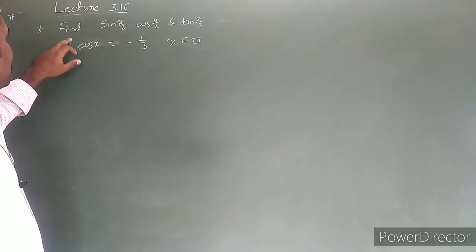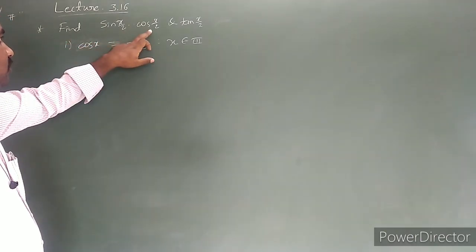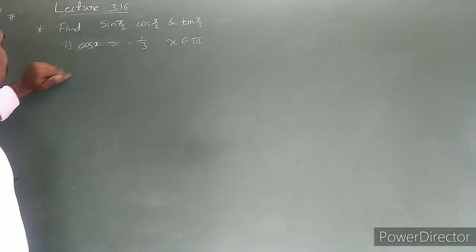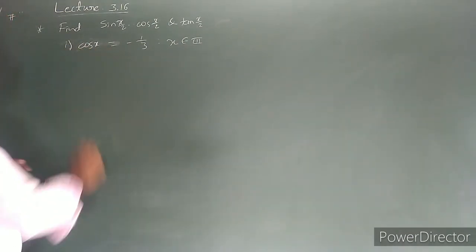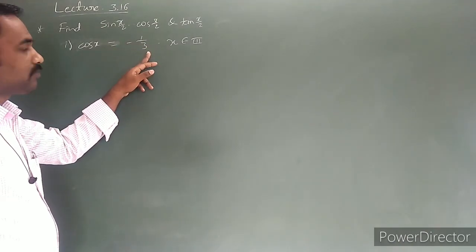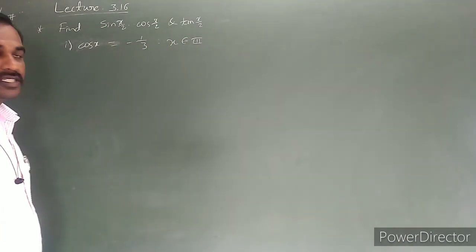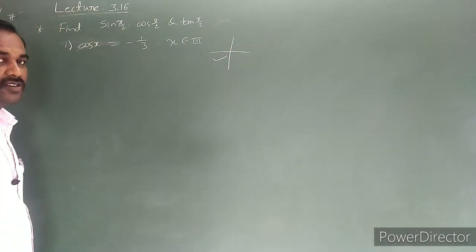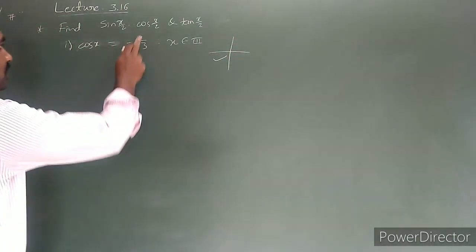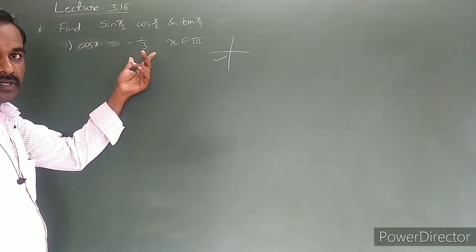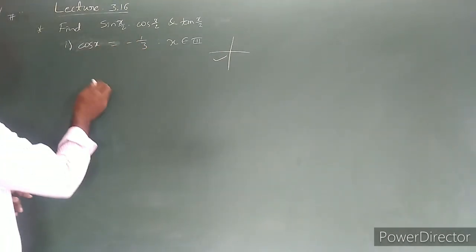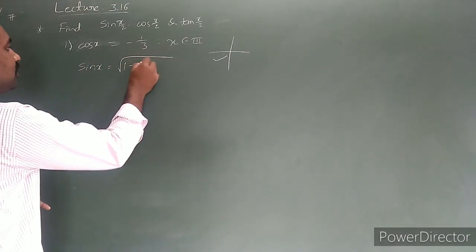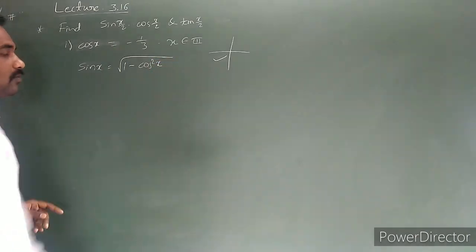Find the value of sin x by 2, cos x by 2, and tan x by 2, same as the previous problem. Here cos x is equal to minus 1 by 3, where x belongs to the third quadrant. In the third quadrant, obviously cos is negative. Here 1 by 3 is not a perfect Pythagoras number, so to find the sine of x, I just use the first trigonometric identity: root of 1 minus cos square of x.